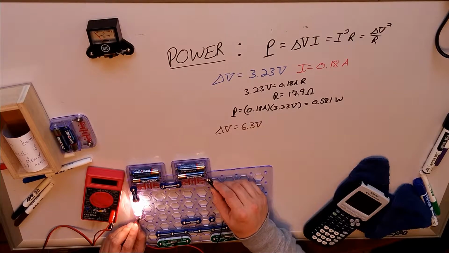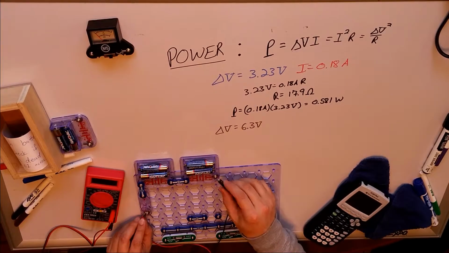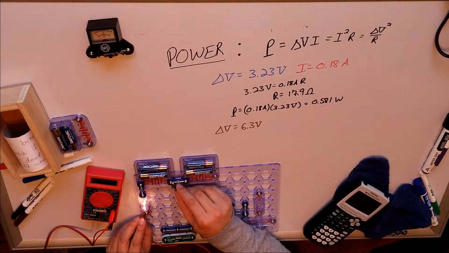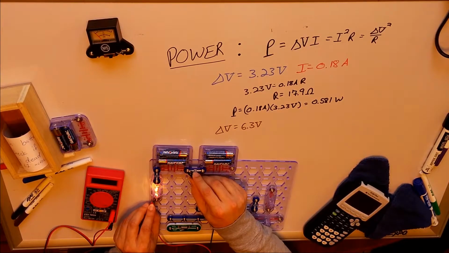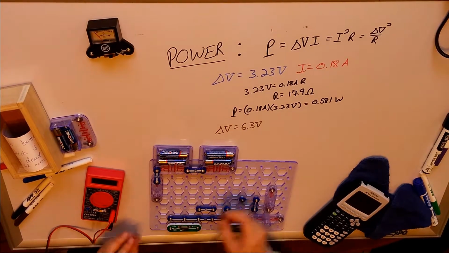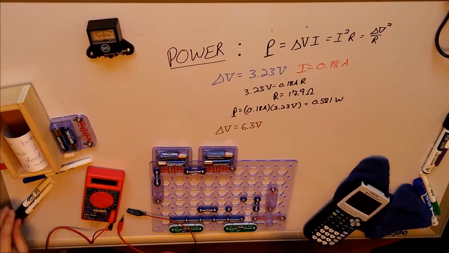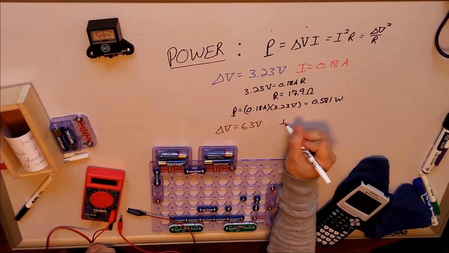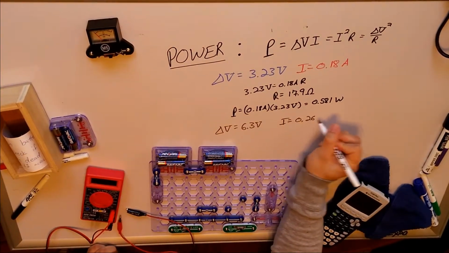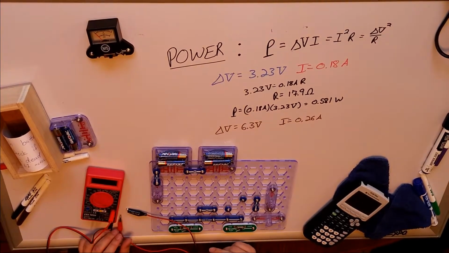Now we've got a current of 0.26, but I want you to take a close look at that light. In fact, comparing it, watch. So there's the light with one set of batteries, and here's the light with two sets of batteries. What do you notice about it? All right, let me double check what my current was. 0.26, 260 milliamp. I equals 0.26 amp, which is 260 milliamp, at least to the precision of this measurement.